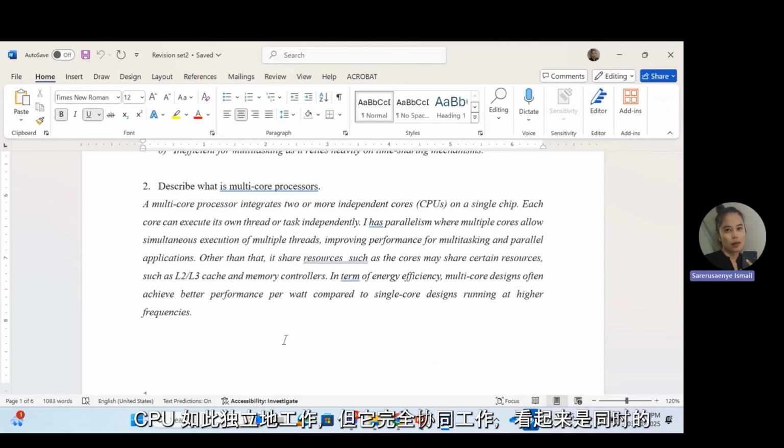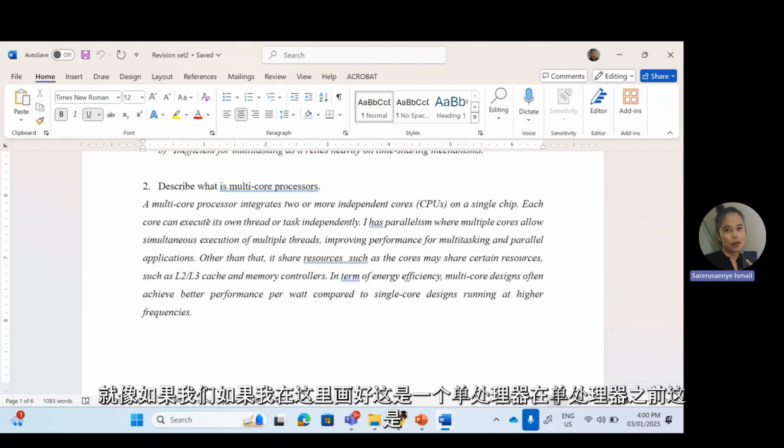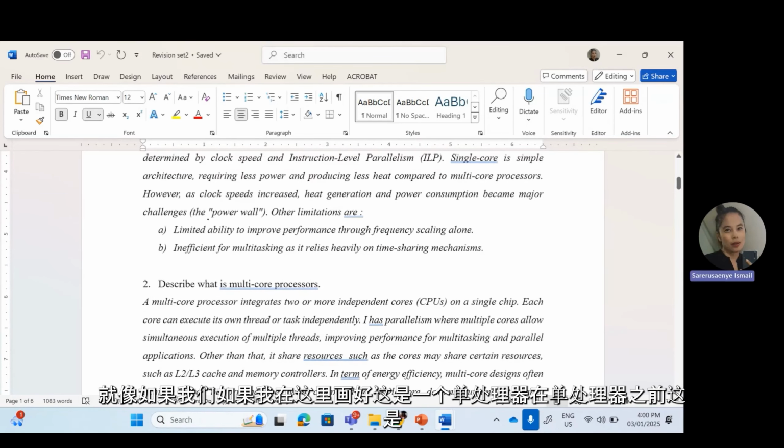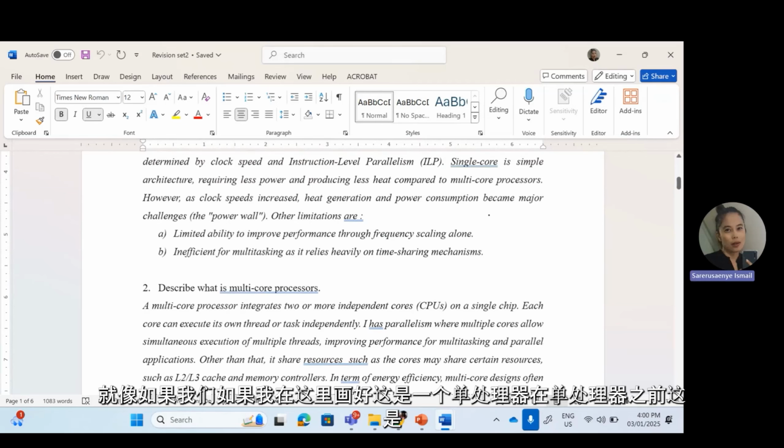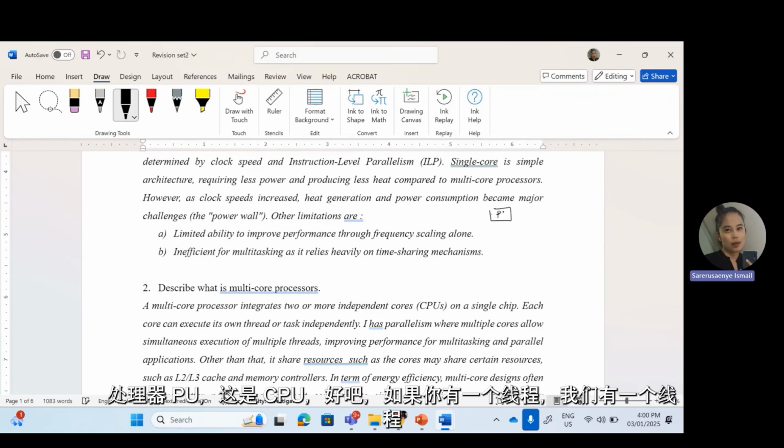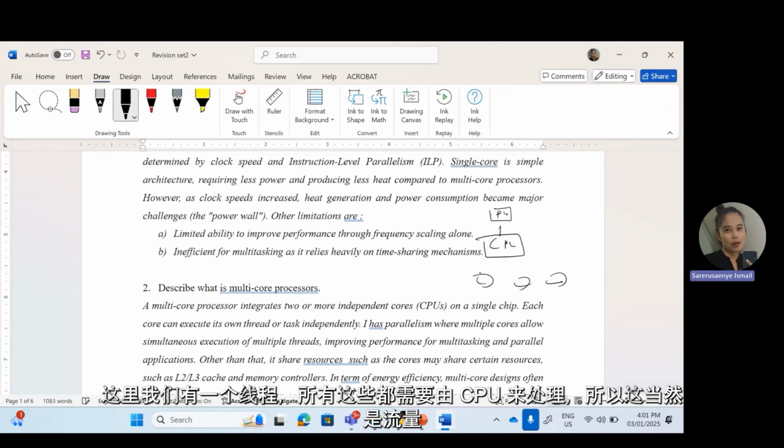Simultaneously. If I draw it here, this is a single processor before. This is the processor, PU, and this is the CPU. And if you have a thread here, a thread here, and a thread here, these all need to be executed by the CPU.